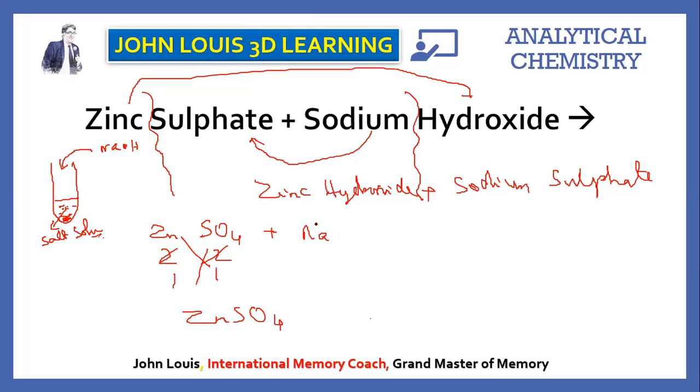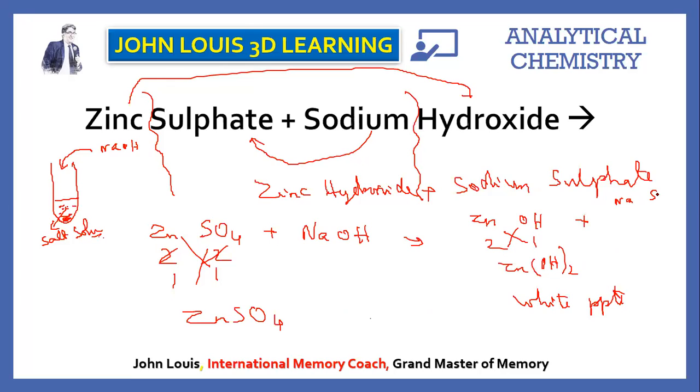NaOH. Okay. Sodium hydroxide, you know already the formula. Then what is zinc hydroxide? Zn OH, zinc valency 2, hydroxide valency is 1. So Zn(OH)2. This is a white precipitate. Okay, then plus sodium sulfate. Just now, the previous one, we learned sodium sulfate. Sodium valency 1, sulfate 2. Therefore, you get Na2SO4.